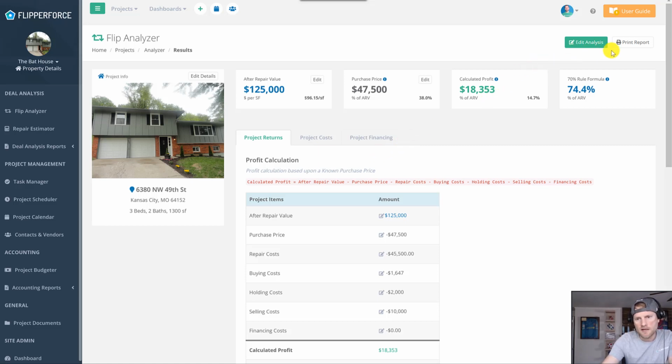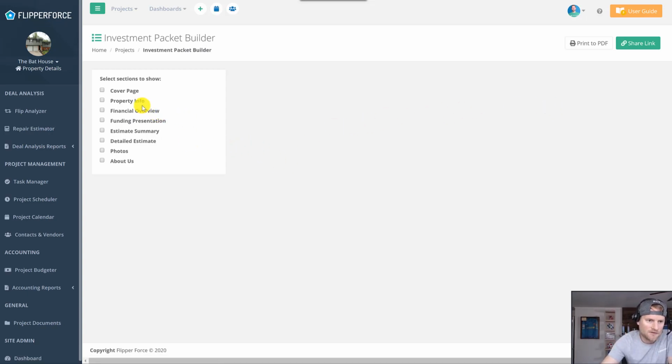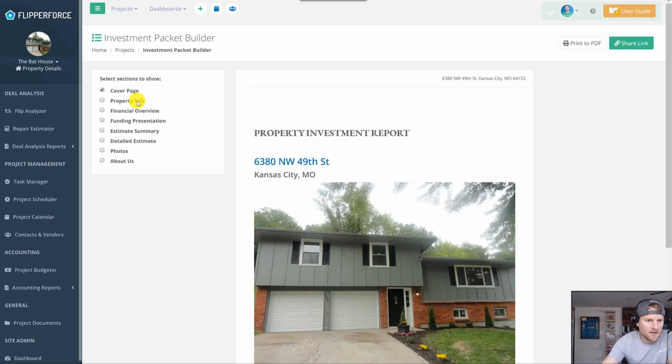Now, once you get done doing that, we've got some report options. So if you go up here to print report, you can basically create an investment packet based upon the values that you entered into the flip analyzer. So we've got a cover page, property info page, financial overview. We've got some detailed estimate stuff, photos page.